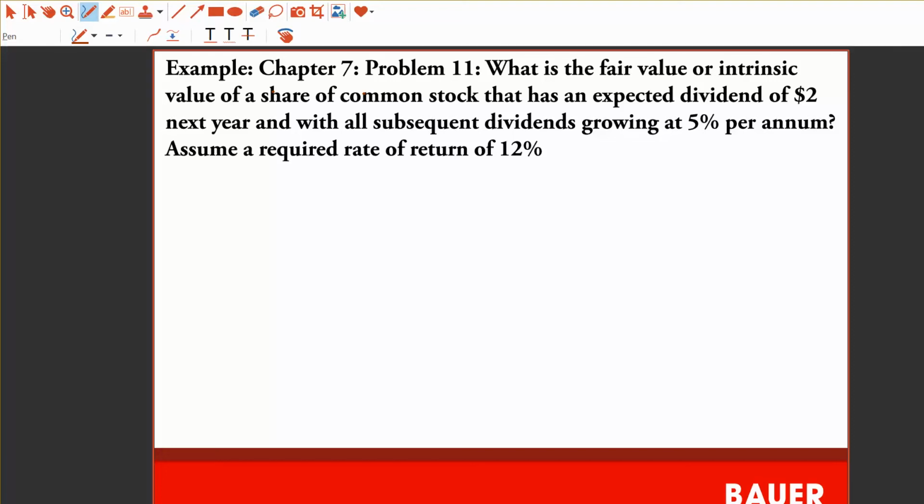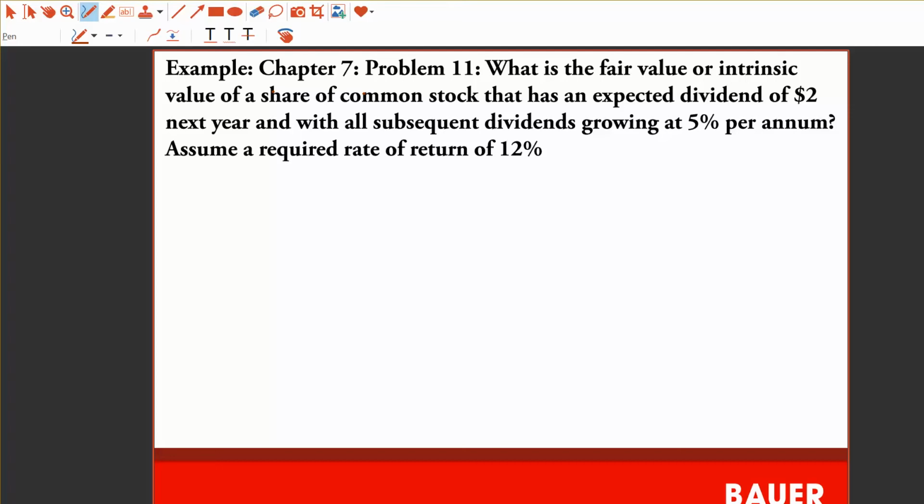Okay, so let's start with a simple case. This is a problem from your chapter 7. What is the fair value or intrinsic value of a share of common stock that has an expected dividend of $2 next year and all subsequent dividends grow at 5% per annum? Your required rate of return is 12%. Okay, so first off, let's make sure we understand what's going on.